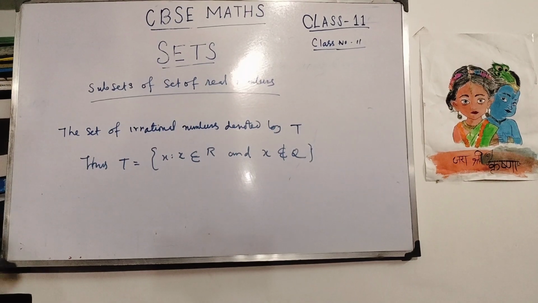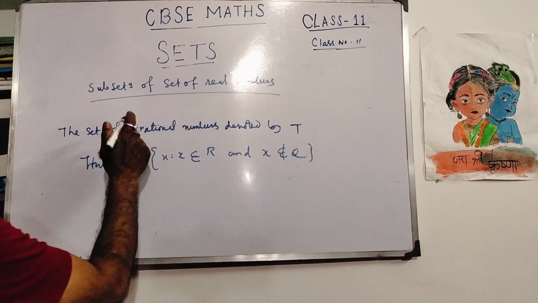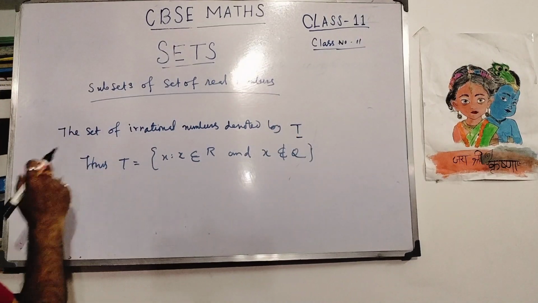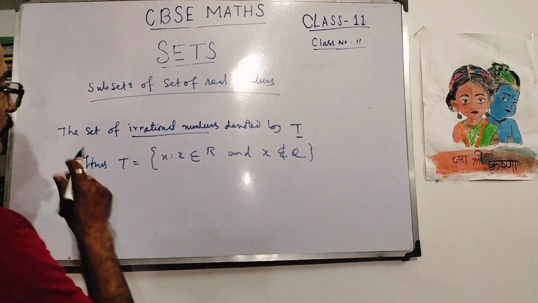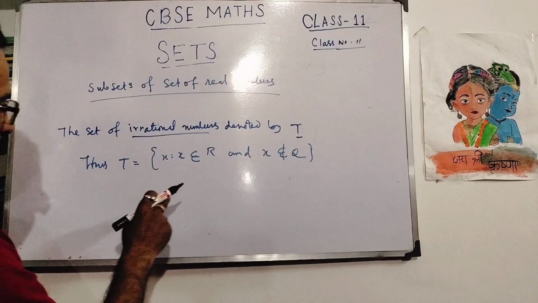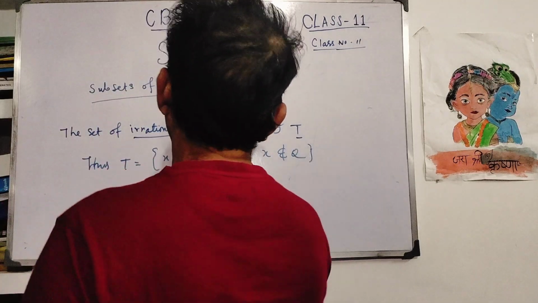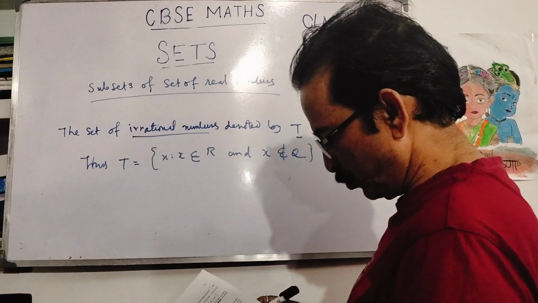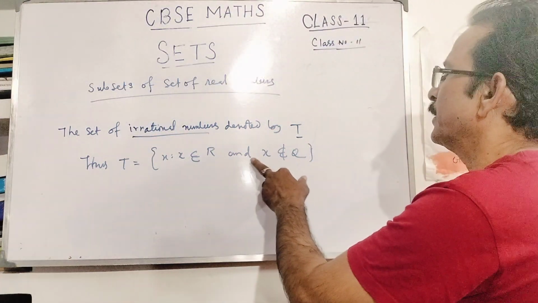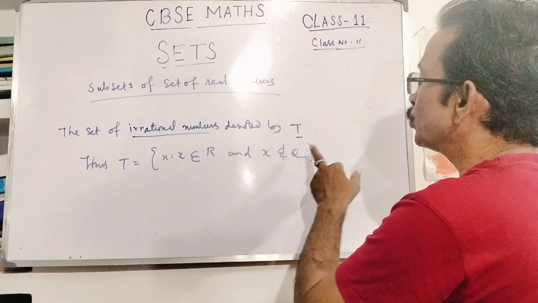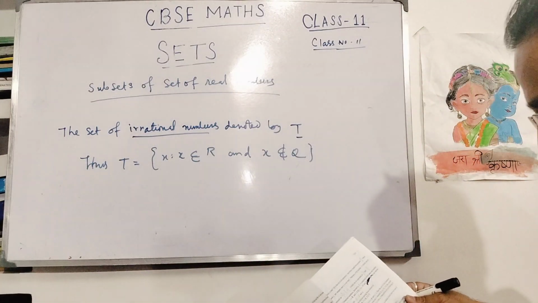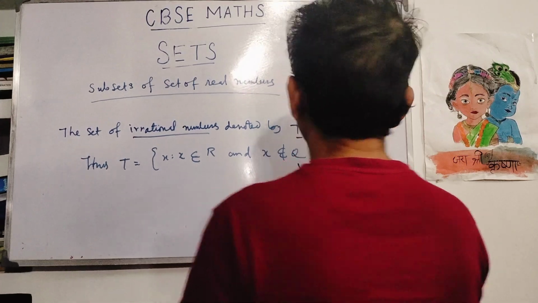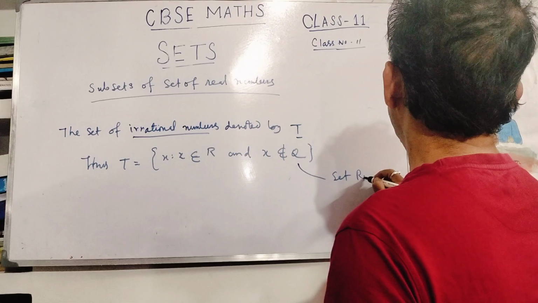Next, here is an important one: the set of irrational numbers denoted by T. Thus T is a set where X is an element, X belongs to R and X does not belong to Q. We know that Q is the set of rational numbers.